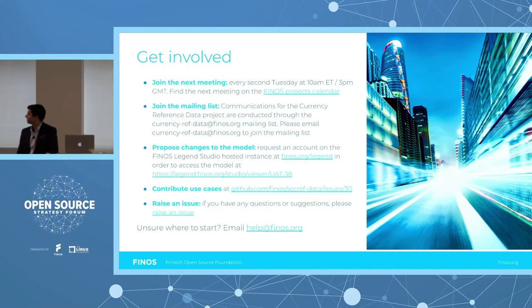Additionally, we do have a mailing list, so you can see it there on the second point, currency-ref-data@finos.org. So any questions, et cetera. And of course, the model that Elaine showed within Legend Studio is all available to anyone who has an account set up with Legend as well. So if you want to explore that, you can do so. And all the discussions and contributions that we're making to the model itself are all done through the Studio platform. And finally, we've got a GitHub issues page as well, where you can point out any particular use cases that you would like the group to consider.